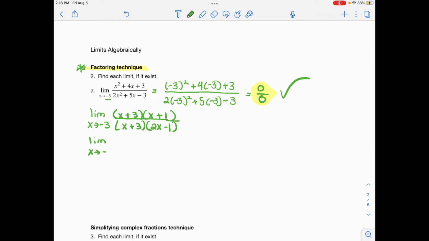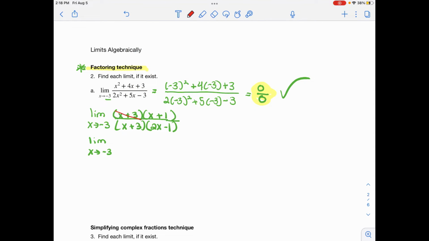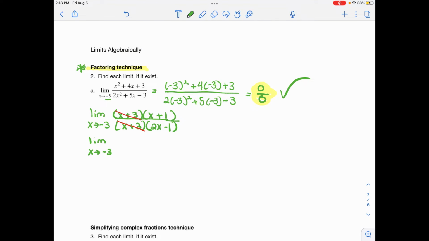Now again, I have not evaluated the limit, so that limit as x goes to negative 3, I must bring down. And then I notice, look, I have a factor of x plus 3 in the numerator and a factor of x plus 3 in the denominator. So that tells me I can cancel that out. If I simplify, it's now just x plus 1 divided by 2x minus 1. Now that I've factored and was able to cancel a term from the numerator and the denominator, I'm going to try direct substitution again. Maybe that got rid of my 0 over 0.